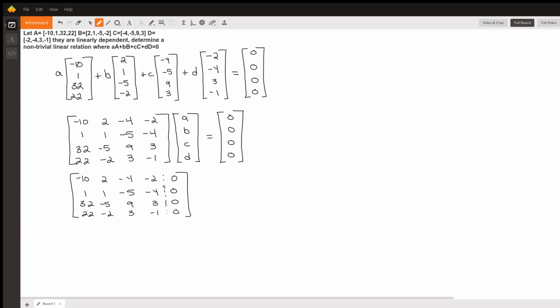Okay, so when we put this into row echelon form, and you can do this on your calculator, we're going to get something that looks like this. 1, 0, 0, -1/5, 0, 0, 1, 0, -4/5, 0, 0, 0, 1/3, 0, and then a row of zeros.